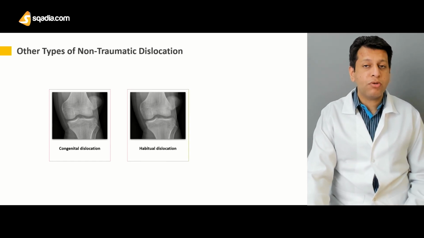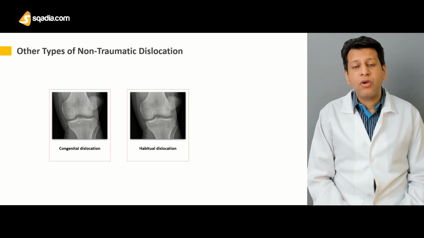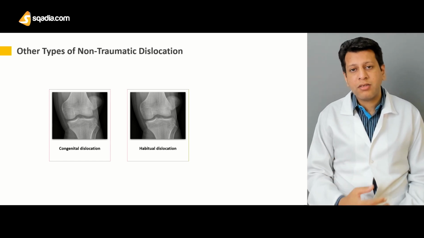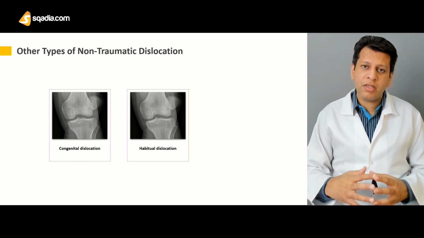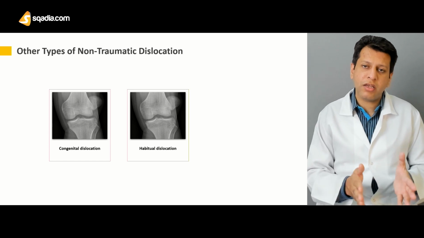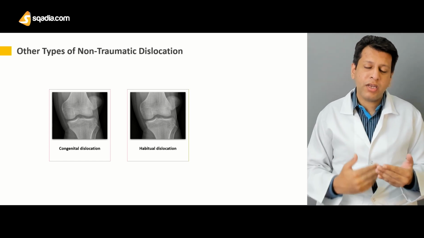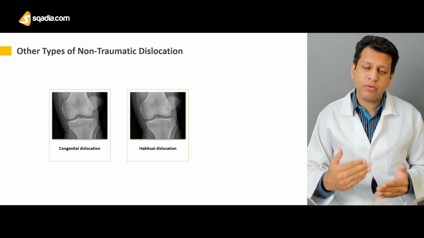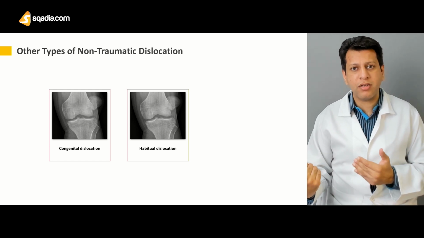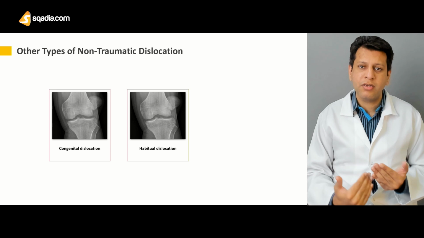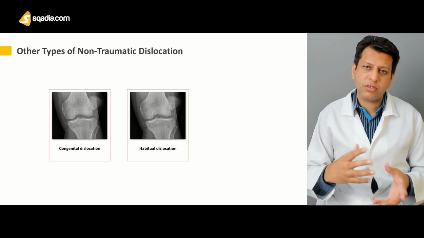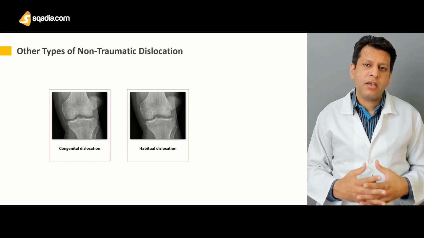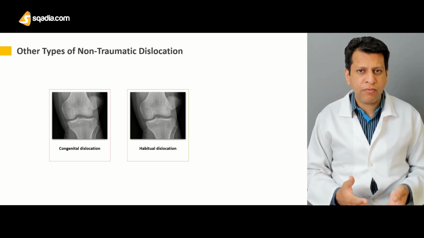Then comes habitual dislocation. In these children who have increased ligamentous laxity, the tendency of the patella to dislocate laterally is quite common, and they develop a trick movement by which they can reduce their patella as well. Whenever the knee goes from flexion to extension, the patella dislocates, and from extension to flexion it comes back medially. So this form is termed habitual dislocation. It's really painless, and even the child is not very much aware of it.